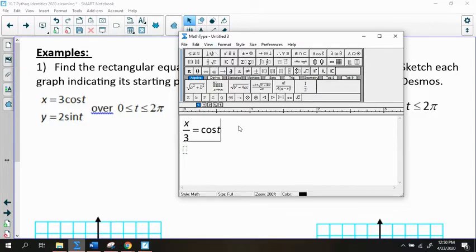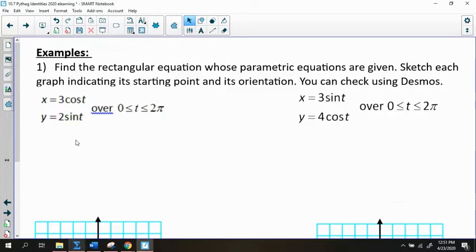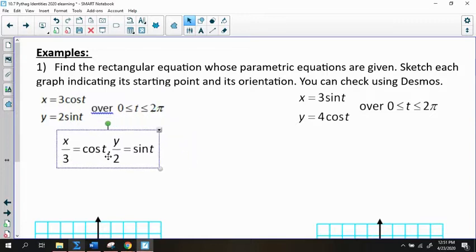And then the other one is y over 2 equals sine of t. Okay, so that's your first step.